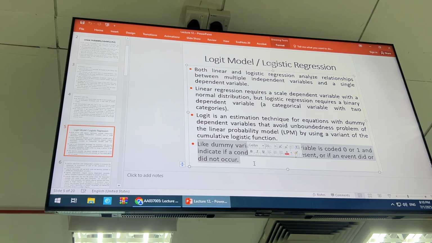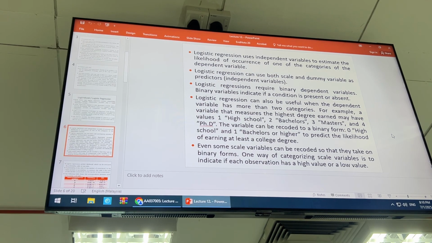So we assign 1, just like a dummy variable. Let's say you have a dummy variable to represent male, for example, male and female, so you create a variable for male. So 1 if the event is present, so the condition is present, which is if that person is male, then you put 1, if not you assign 0. So basically it's the same. So logistic regression uses independent variables to investigate the likelihood of occurrence of one of the categories of the dependent variable. Okay, so to estimate the likelihood of the occurrence of one of the categories, because we have two categories now, 1 and 0.